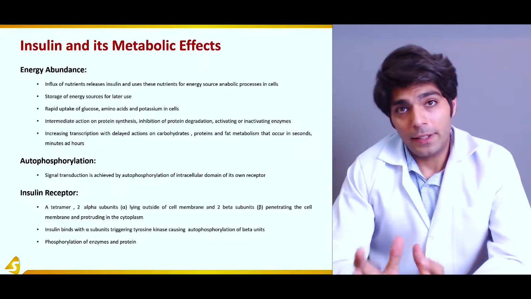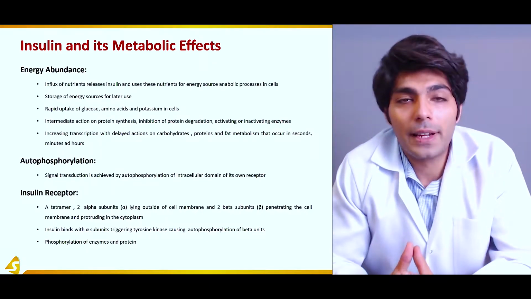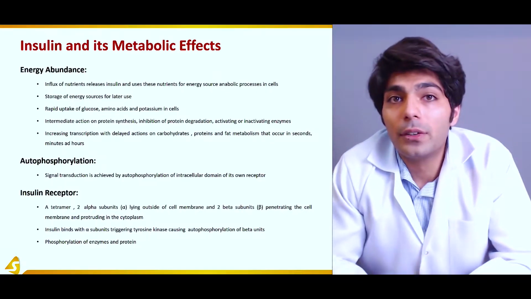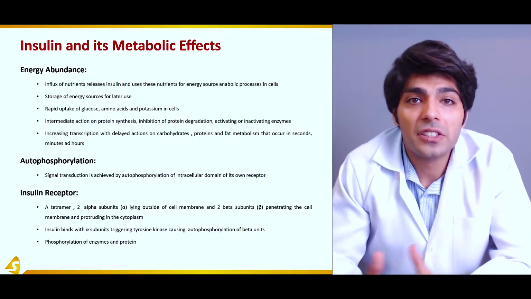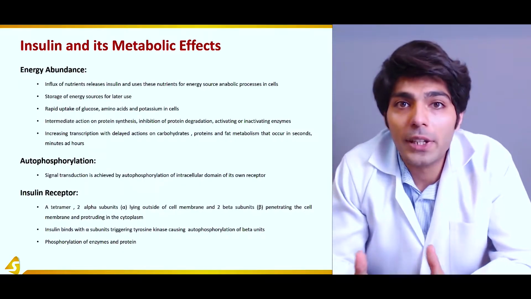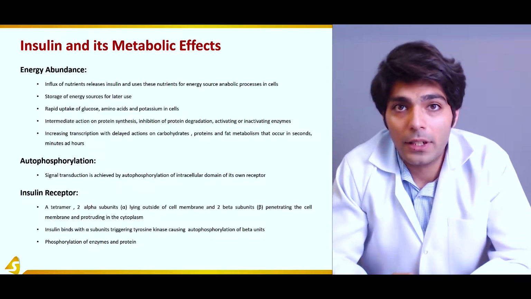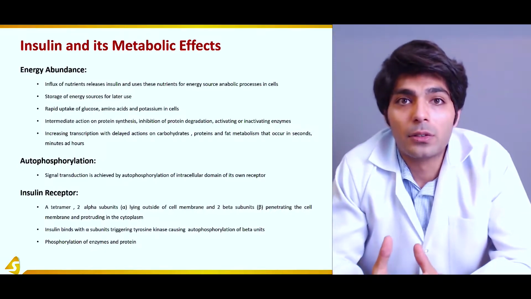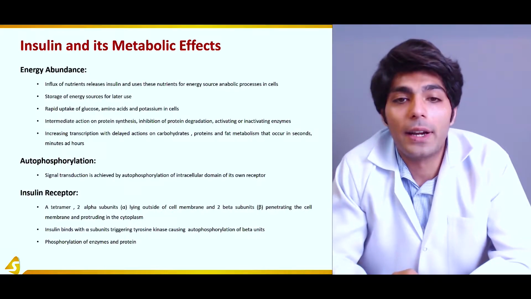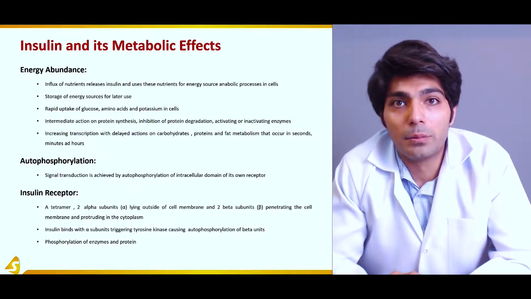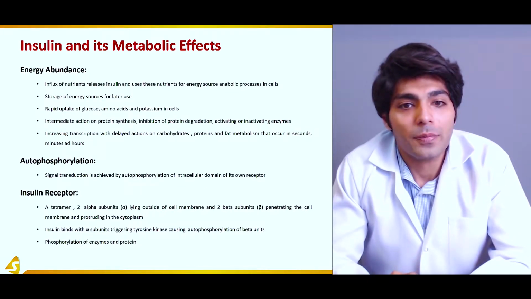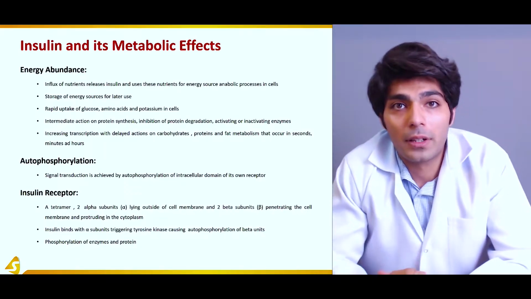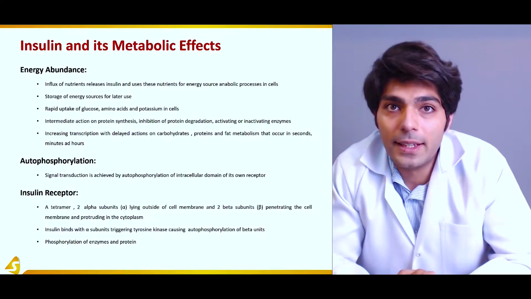So insulin has its metabolic effects. Number one is energy abundance. The influx of nutrients, the carbohydrates and proteins from the diet we take in daily, releases insulin. So insulin is released in response to a carbohydrate and protein-rich stimulus. These nutrients are an energy source, and they drive the anabolic processes in the cell.